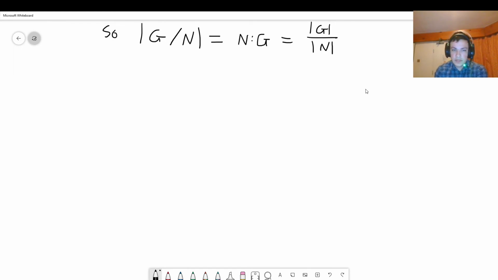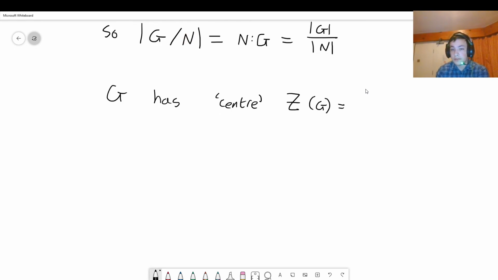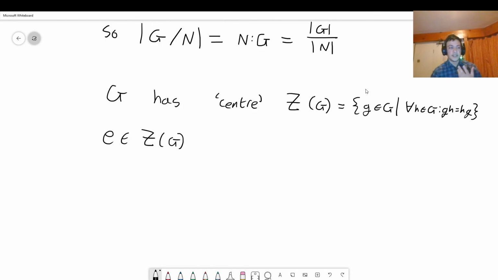Then if we take some group G, the center of G, Z(G), is the set of all elements which commute with all other elements. So that's g in G such that for all h in G, gh is equal to hg. So this is a subset. Now clearly e always belongs to Z(G) because eg is ge by the identity definition.